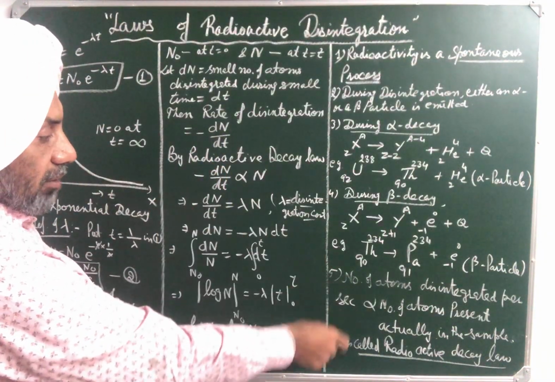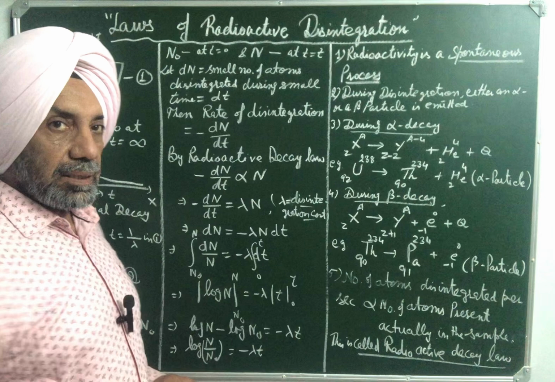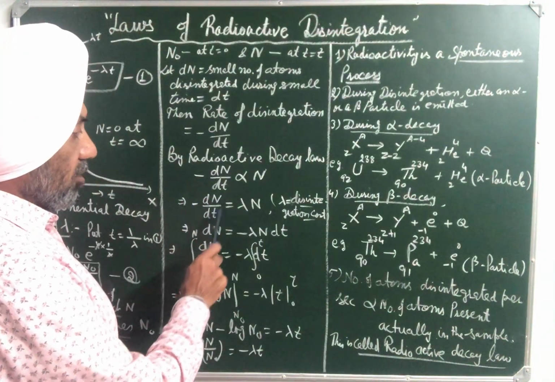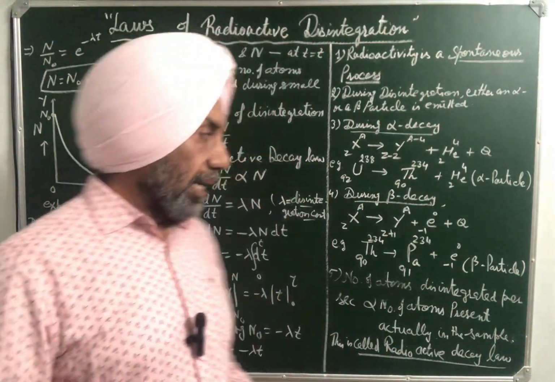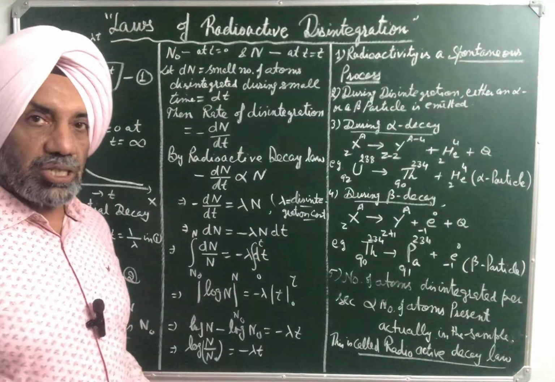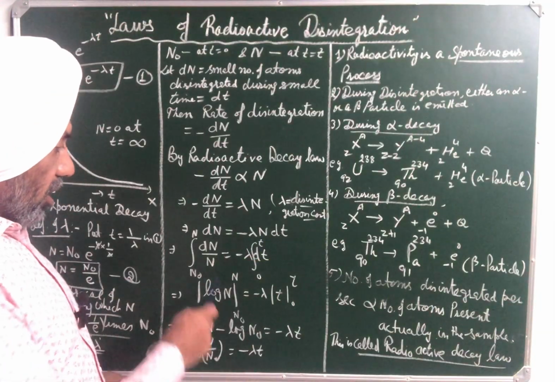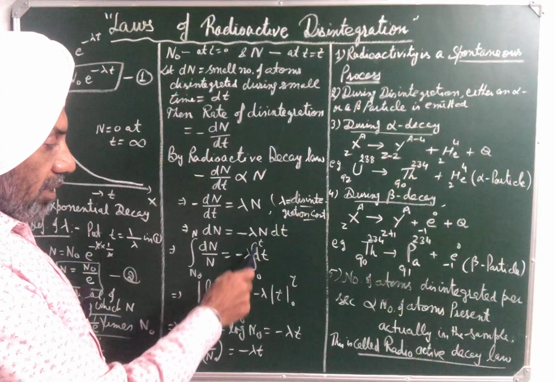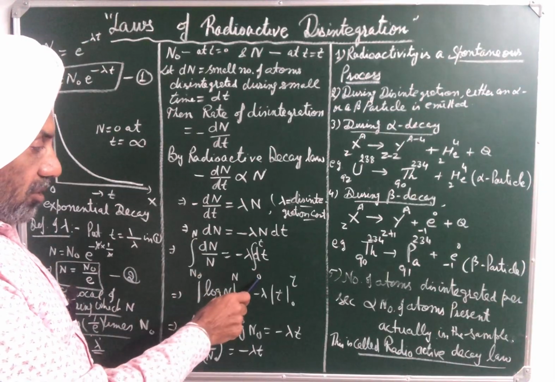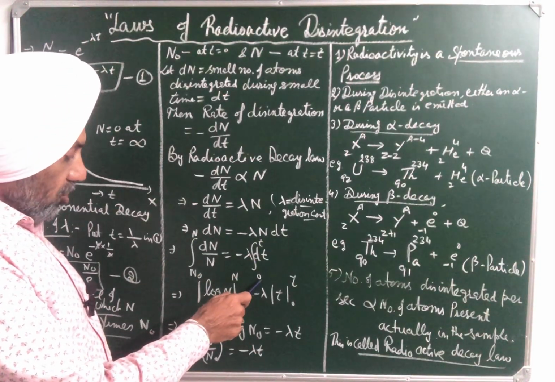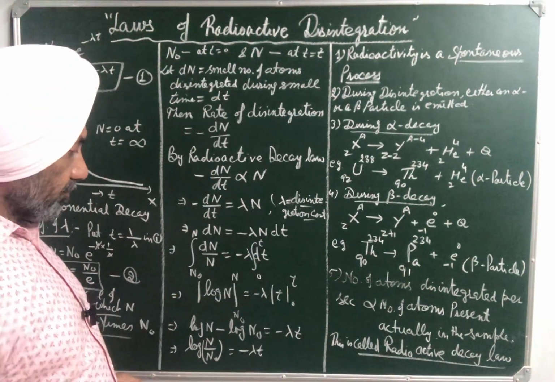So by radioactive decay law, minus dN by dt is directly proportional to N, the number of atoms present at the given instant, or minus dN by dt is equal to lambda N. Lambda is a constant of proportionality, and lambda is called the disintegration constant. Or dN is equal to minus lambda N dt, or dN upon N is equal to minus lambda dt. We integrate it from N naught to N, and 0 to t, because corresponding to time t equal to 0, number of atoms is N naught, and corresponding to t equal to t, N is equal to N.